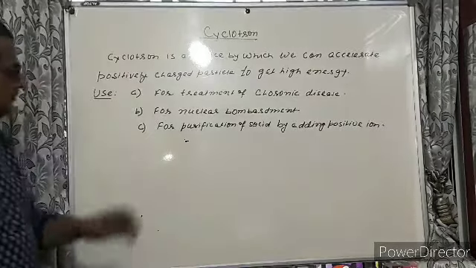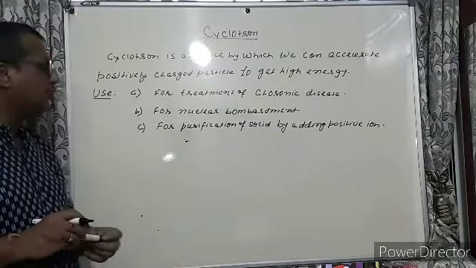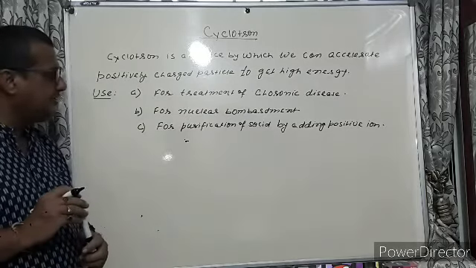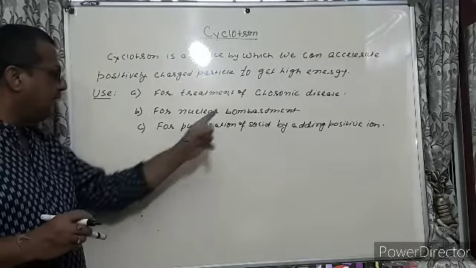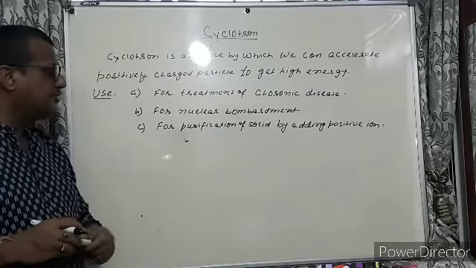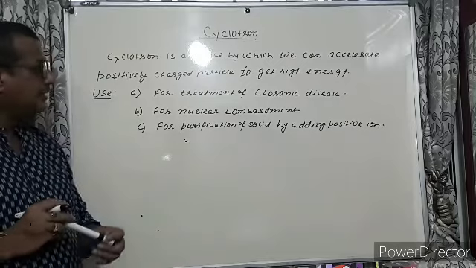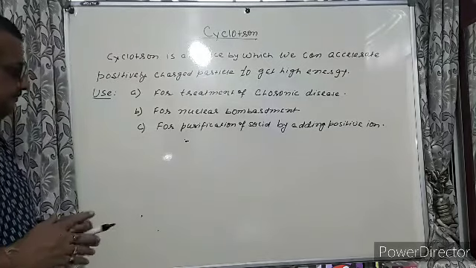So you should know this thing. What is the use of this cyclotron? First use is in the treatment of chronic disease. How? That is the mechanical process. B, for nuclear bombardment. And C, for purification of solid by adding positive ion. Now we should know how it works.